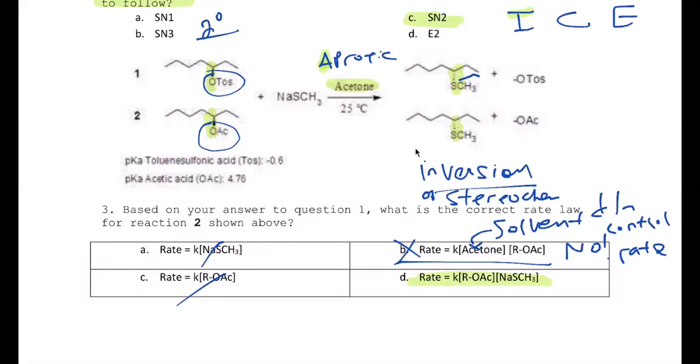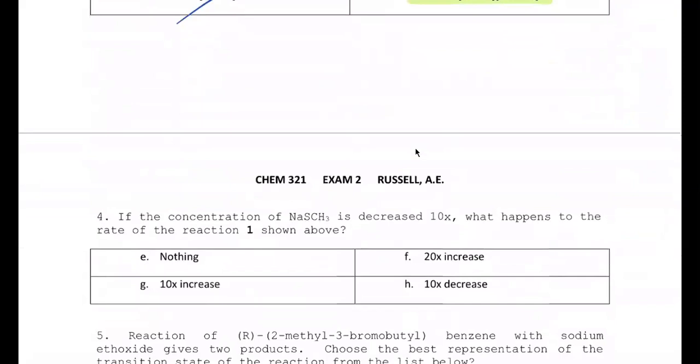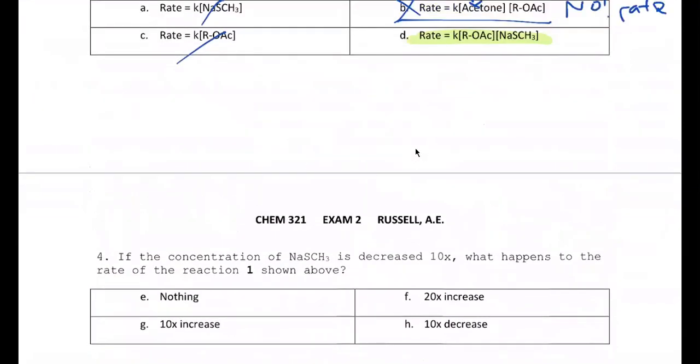All right, let's look at another part of this question. Knowing what we know about the rate, I'm going to keep the rate law so you can see it. It says that the concentration of sodium methyl sulfide is decreased 10 times. What happens to the rate? What do we know about the rate law? Whatever I do to the substrate or the nucleophile affects the rate. So how would you answer that question?